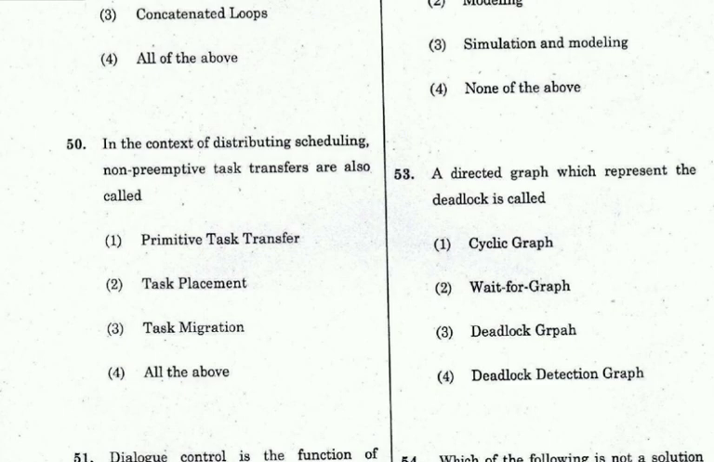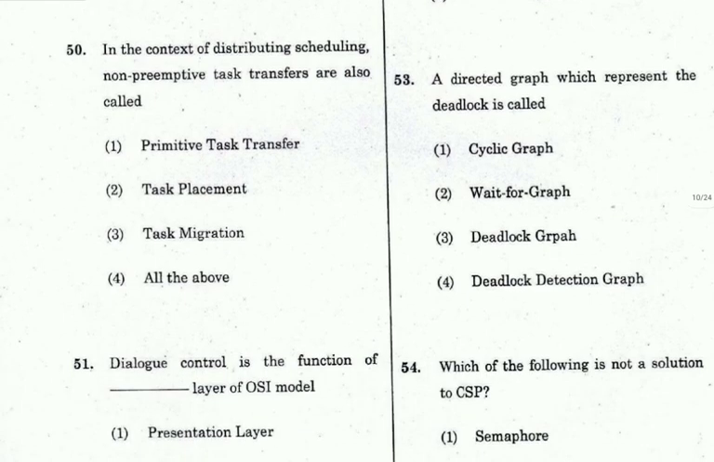A directed graph which represents the deadlock is called? A wait-for graph is a directed graph where nodes represent processes and edges represent resource dependencies. A cycle in the graph indicates a deadlock. So option 2, wait-for graph, is the correct answer.